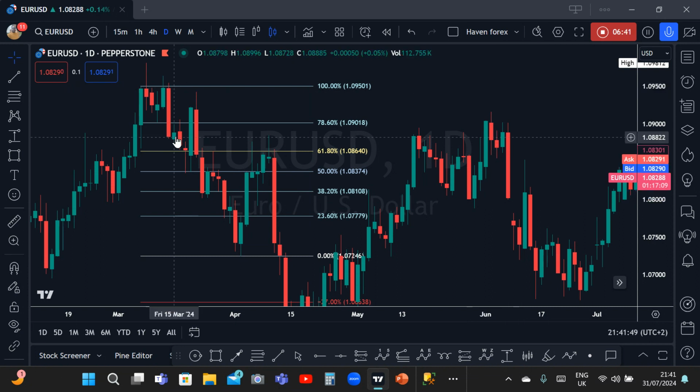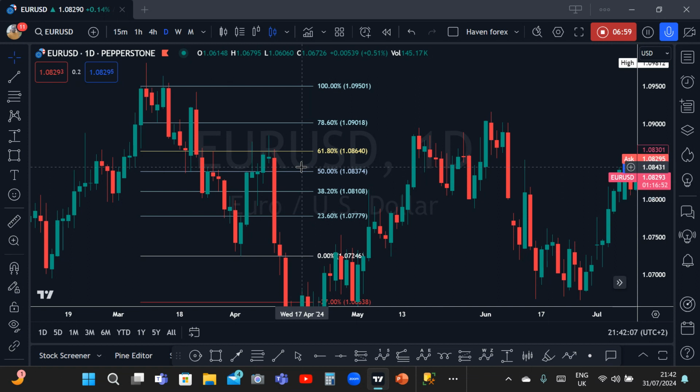And we have the 61.8%, which is often referred to as the golden ratio, the golden level. You know, it's a key fib level that is considered a strong area of support and resistance.